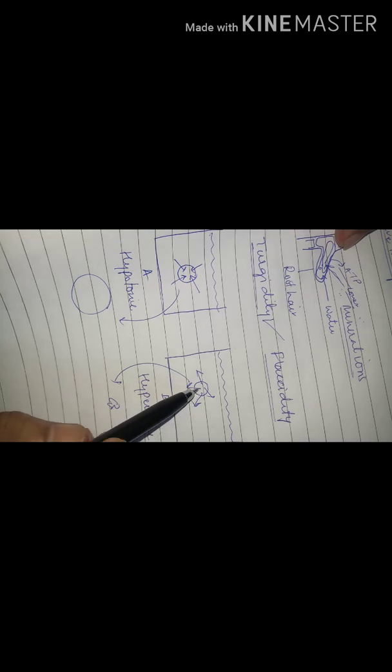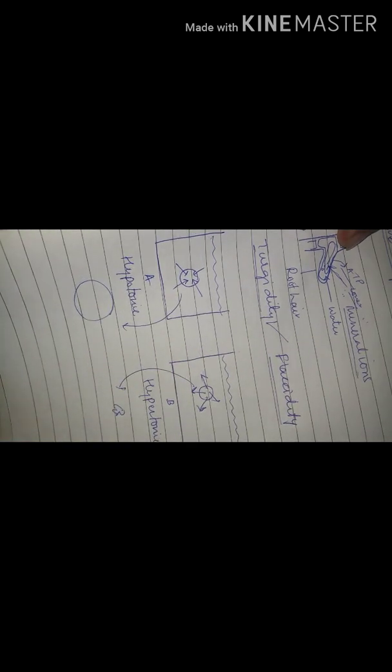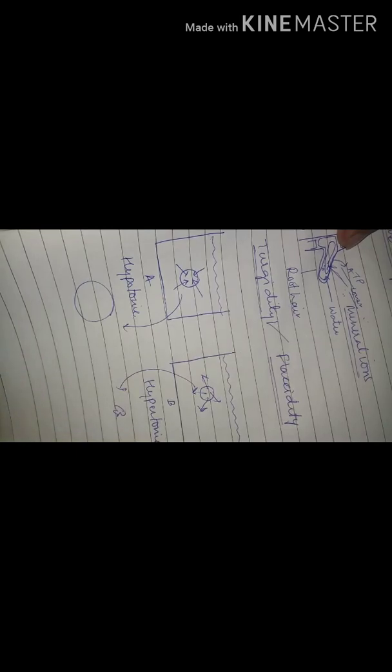When we place a living cell in a hypertonic solution, it starts losing water by a process called exosmosis. The cell shrinks or becomes flaccid, and the condition is called flaccidity. So turgidity and flaccidity are the conditions when cells are placed into different solutions. Clear all of you?